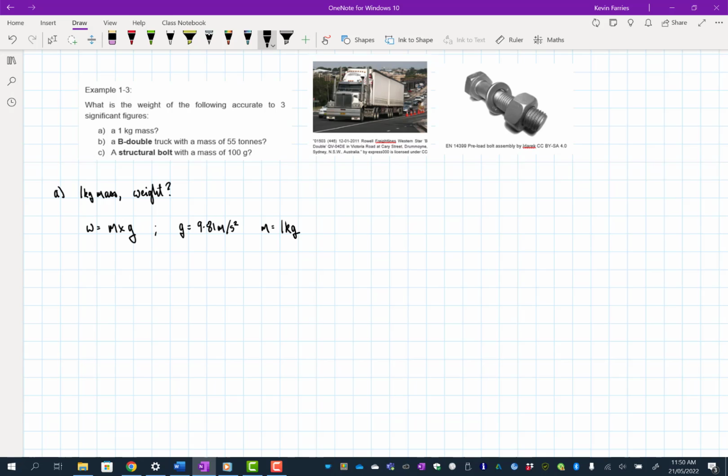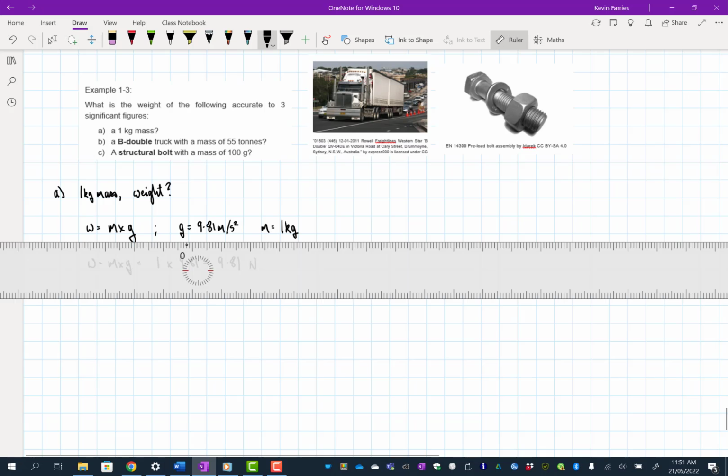I stress this a couple of times, in this equation, unless you're being sneaky and finding a shortcut, the mass must be in kilograms. We're already in kilograms, so nothing to worry about there. So W equals M times G. That's just equal to 1 kilogram times 9.81 meters per second squared. So it's 9.81, and it's a force. We're talking about weight, it's a force, so our units are newtons as long as we've used kilograms here.